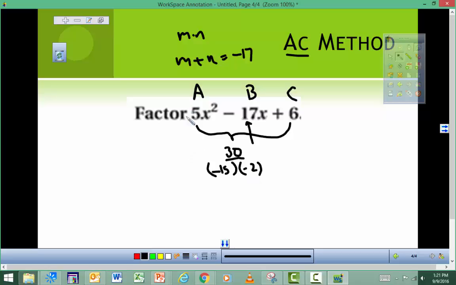Now, what happens in the AC method is you start out with a trinomial and then you go to a quadnomial. Now, I made that up. That's not really a math word, but it is for our class, okay? I think everyone knows what a quadnomial is, right? It has 4 terms instead of 3, right? You have trinomial, it means 3, and binomial means 2, and monomial means 1. So quad means 4, right?